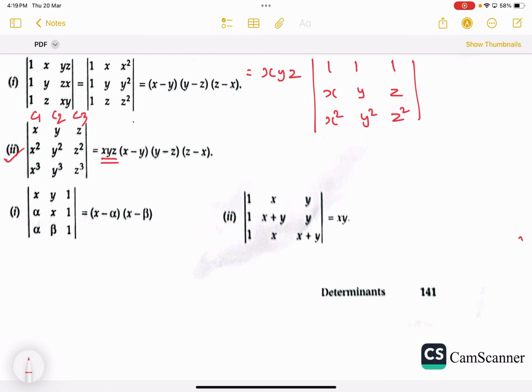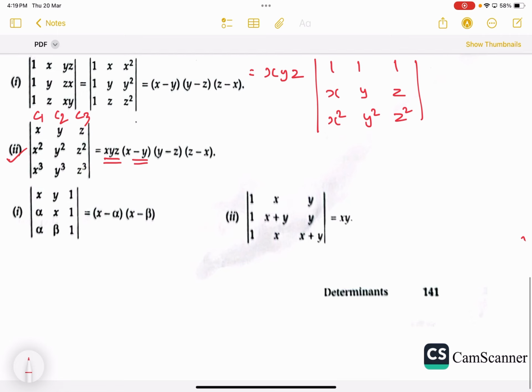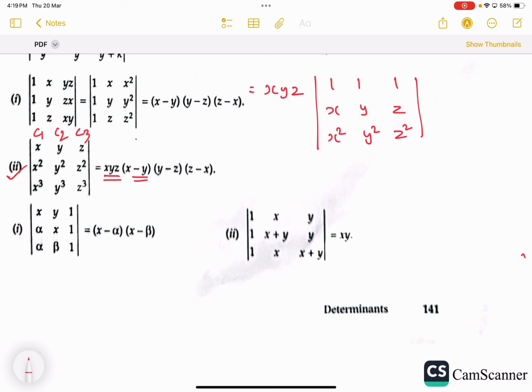Right? Now you have to get x minus y. What are you supposed to do for that? For x minus y, do column 1 minus column 2. So now column 1 minus column 2, and also what you can do, y minus z. That means column 2 you can replace with column 2 minus column 3. Both you can do together.